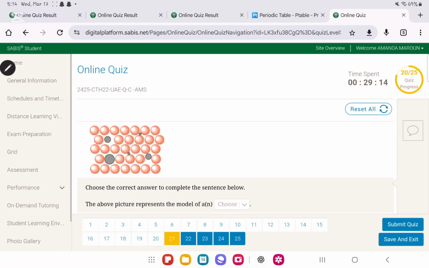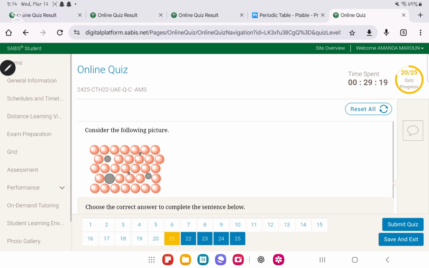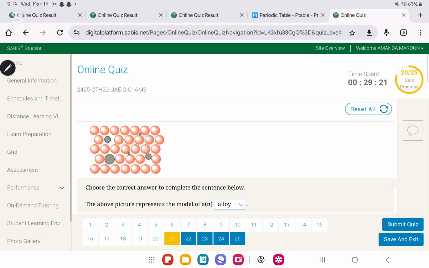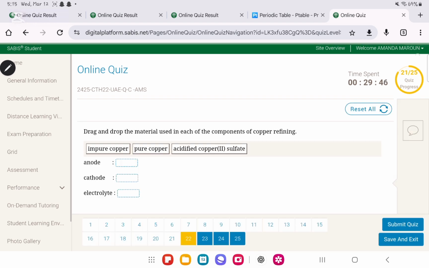Choose the correct answer. The above picture represents the model of an alloy. How do we know it's an alloy? Because first of all, it has metals in it. These are the metals, and then it has non-metals. And then it has small sizes, medium sizes, big sizes. So for sure, it's a solution which is made of metal and non-metal. So it's an alloy. We move on to question number 22.